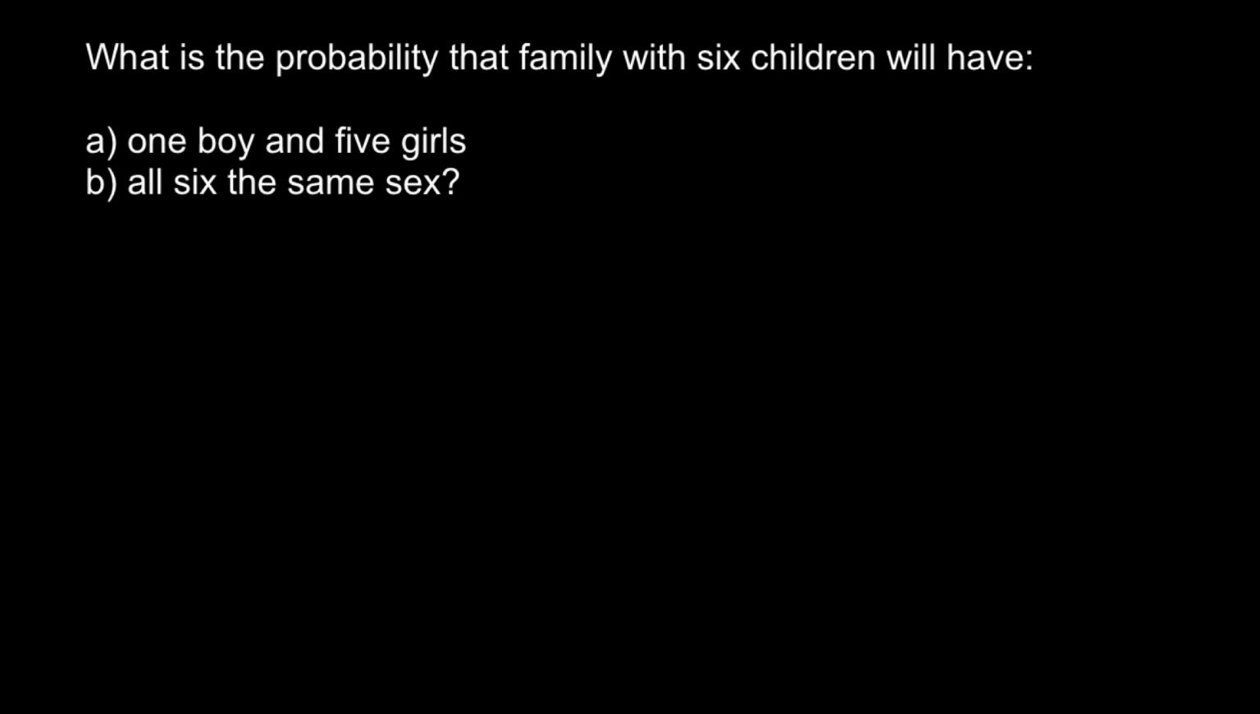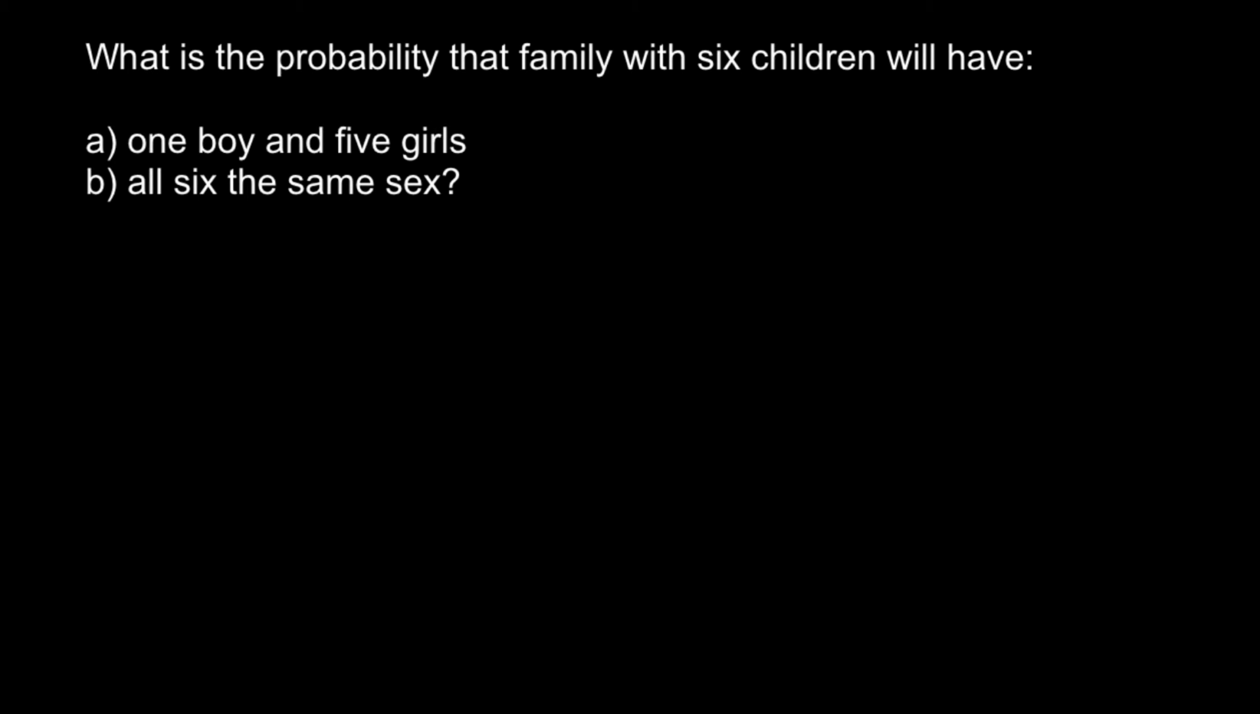So here's a problem. What is the probability that a family with 6 children will have? Question A, 1 boy and 5 girls. Question B, all 6 of the same sex. First, let's count how many different variants this family may have, in which order they may have children.